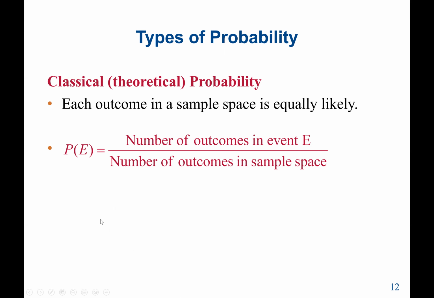So for example, what is the probability of rolling a die and getting an even number? We know out of the 6 sides, 3 of them are even. So it will be 3 divided by 6. 6 is the sample space. The number of outcomes is 3 even numbers.